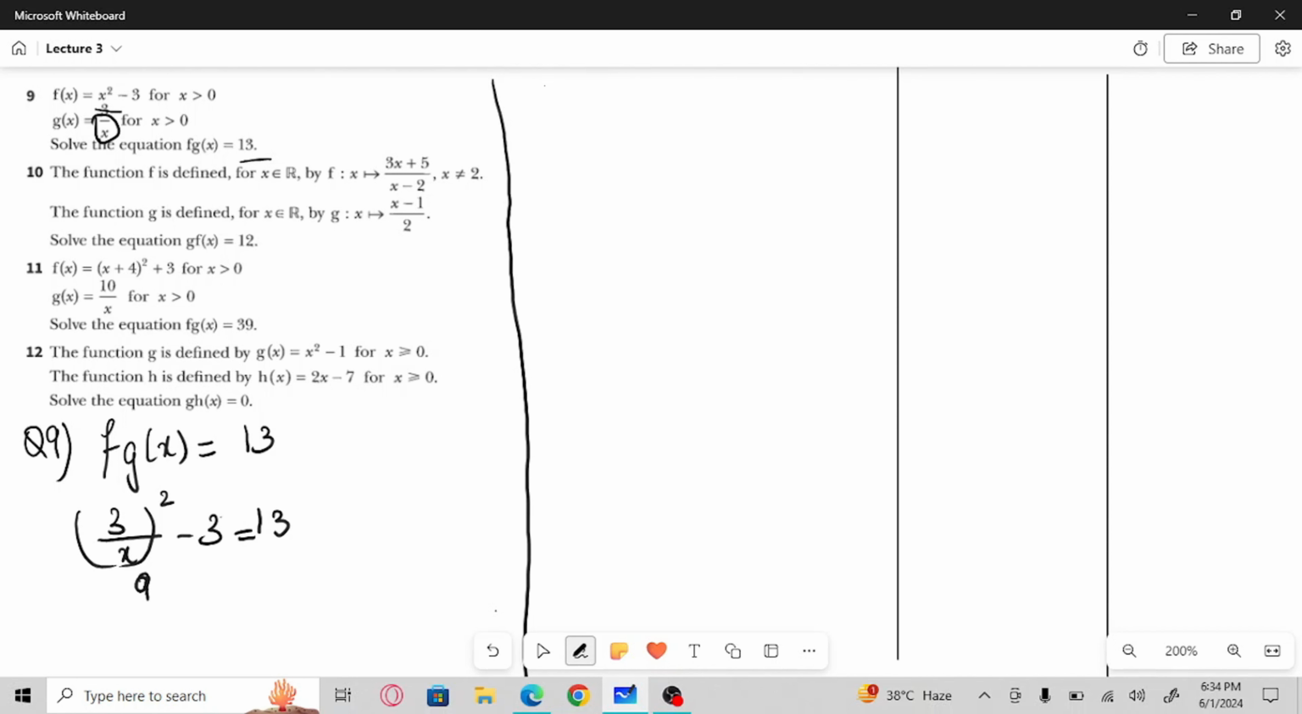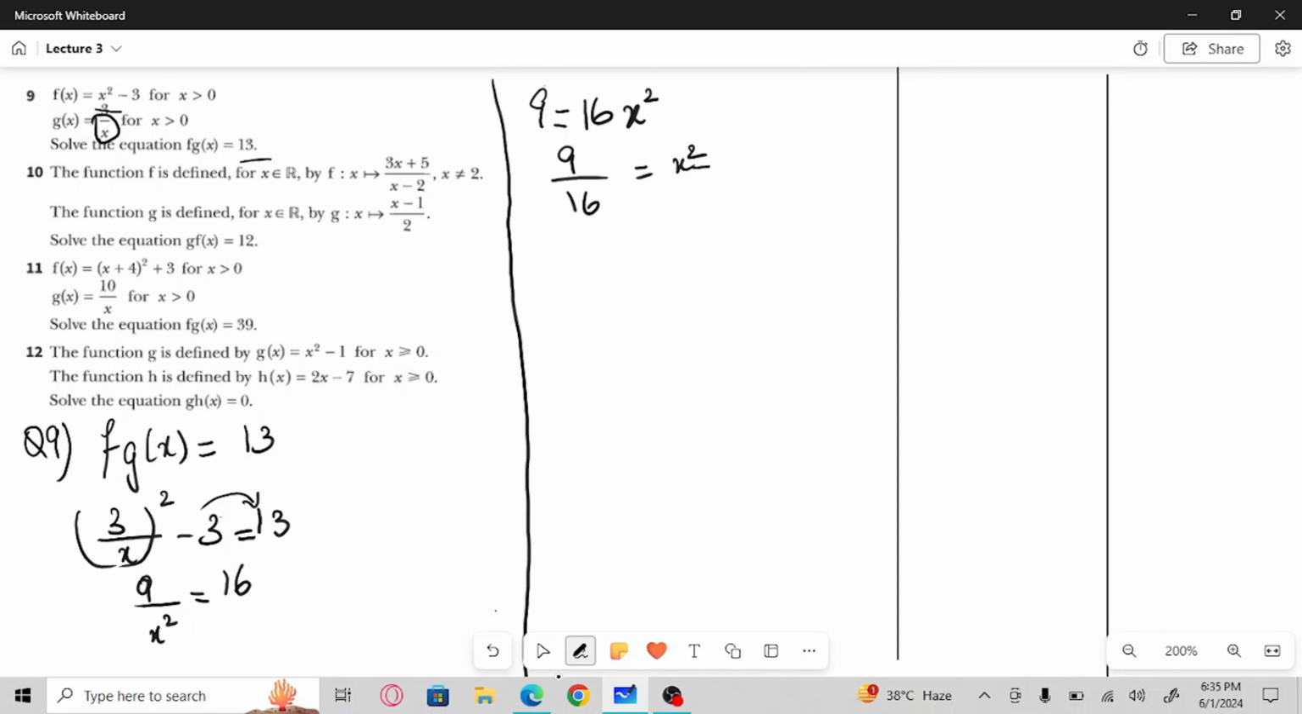And 9/x squared is equal to 13 plus 3, which is going to be 16. And when it's 16, we are going to say that 9 is equal to 16x squared. 16x squared, and 9/16 is equal to x squared.